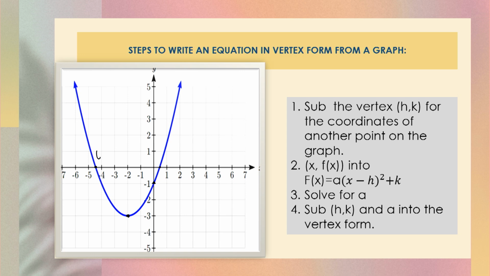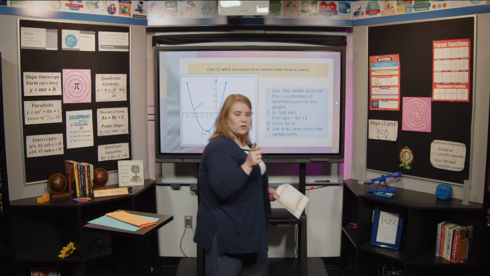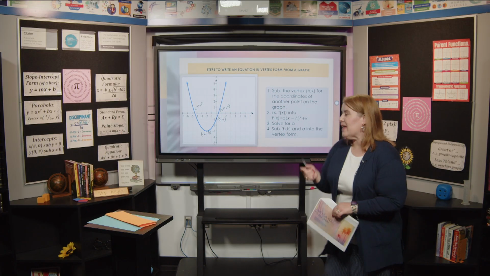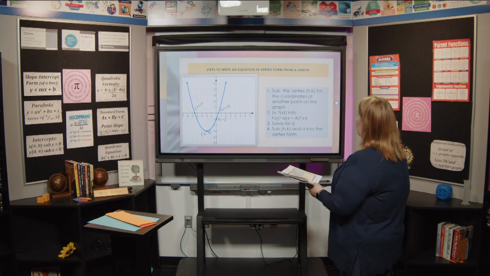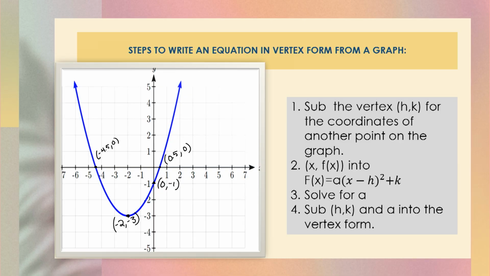All right, so this one would be negative 4.5 comma 0, maybe 0.5 comma 0. This is negative 2 comma negative 3, and this one is 0 comma negative 1. Check and see what you've got. Look to see what I've got and see if we got the same thing. All right, so now I want us using this information to write a quadratic equation.